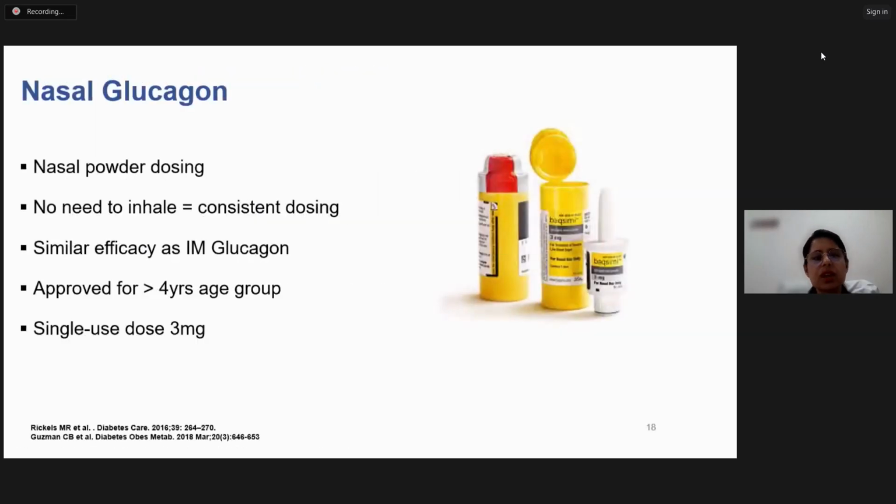Now, nasal glucagon options are also available, but they are not available in India. Nasal powder dosing is administered, and there is no need to inhale. It has consistent dosing and similar efficacy as intramuscular glucagon injection, and it is approved for more than 4 years of age, and a single dose of this glucagon is 3 milligram.